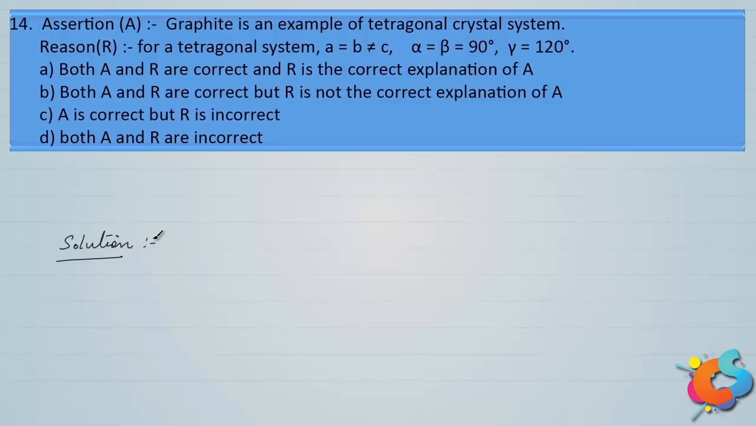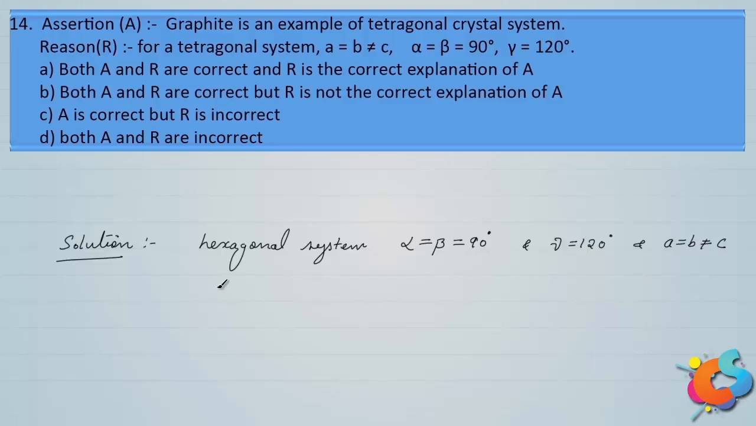Let's answer this question. Like quartz and ice, graphite is an example of hexagonal system. For hexagonal system, we know that alpha is equal to beta, which is equal to 90 degree, and gamma is equal to 120 degree, and A is equal to B and B is not equal to C.